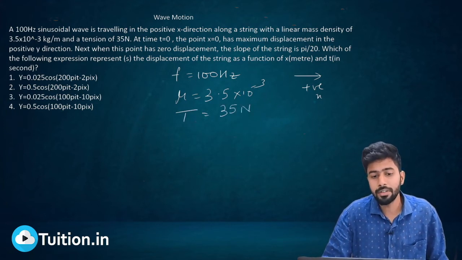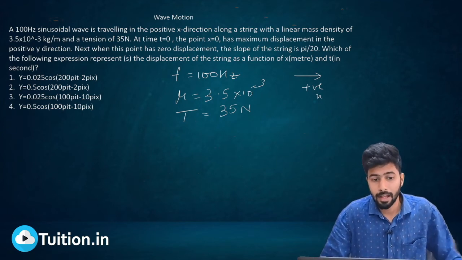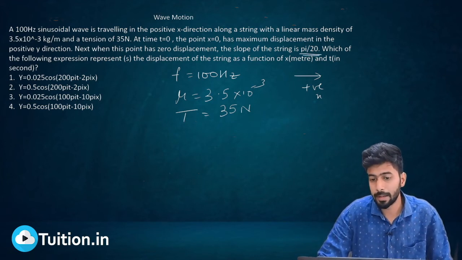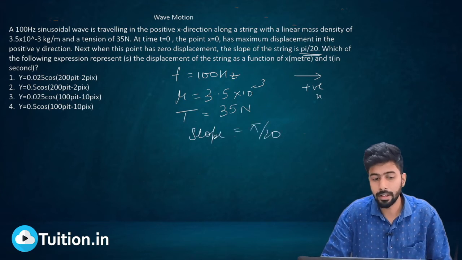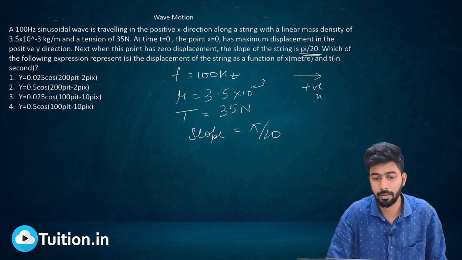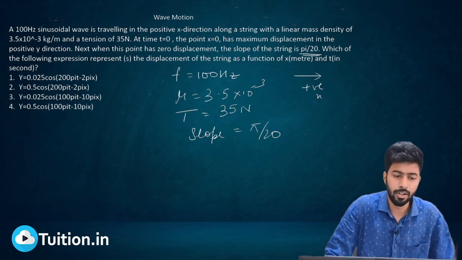At time t equal to 0, the point x equal to 0 has maximum displacement in the positive y direction. Next, when this point has 0 displacement, the slope of the string is π by 20. So slope of the string is given to you. It's nothing but π by 20. Then which of the following expressions represents the displacement of the string as a function of x and t? So you need to find this.